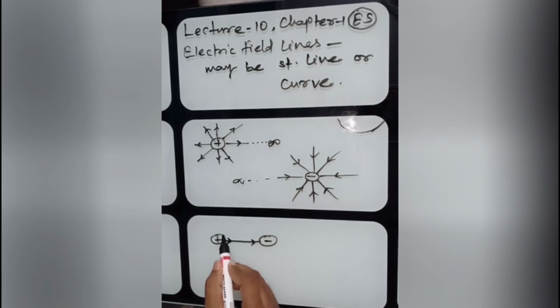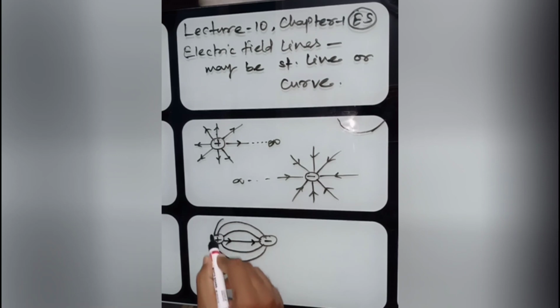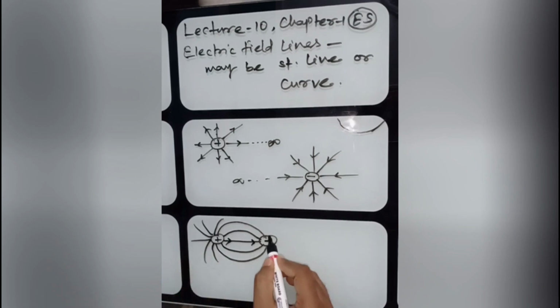What will be the shape of the field lines? So if there were no negative charge, it goes to infinity, but here the negative charge will start attracting this field and it will move towards the negative one. So you can draw now this as the direction of electric field lines. So this is the direction of electric field lines, my dear student.